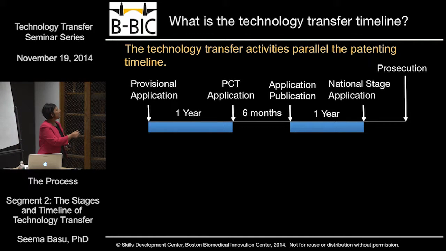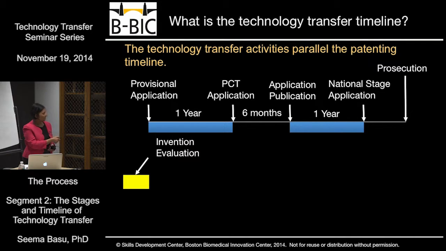The provisional application is the first step when you protect your invention with a patent. You typically file a provisional patent application. That takes about a year. You file a PCT application. The application publishes. This is a big critical step in the patent timeline, the national stage application. From here to here is 30 months. Prosecution will continue depending on the technology. An invention might take a few years to get an issued patent, maybe more than 1 patent with a different set of claims.